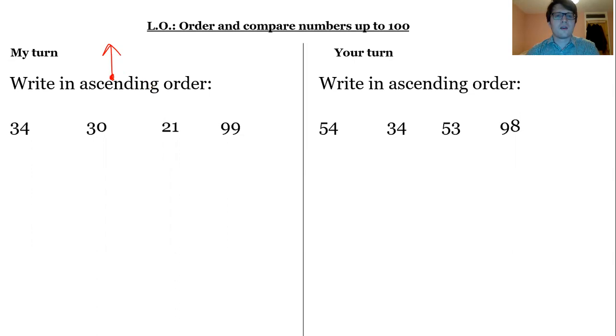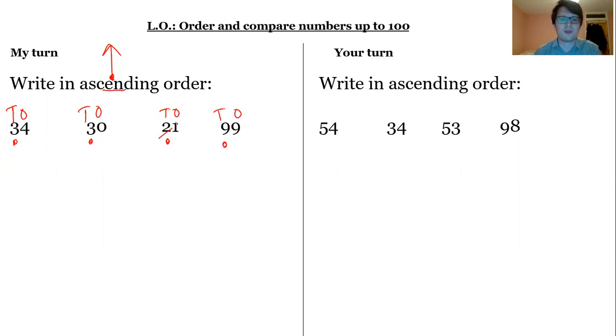So when we do this, it can help to just write in our place value columns. So I've got tens and ones here. Because when we order and compare numbers, we start by looking at the largest place value column. And at the moment, the largest column we have is the tens column. So I'm going to look at my tens columns. And I'm looking for the smallest digit in the tens column because I'm starting with the smallest number.